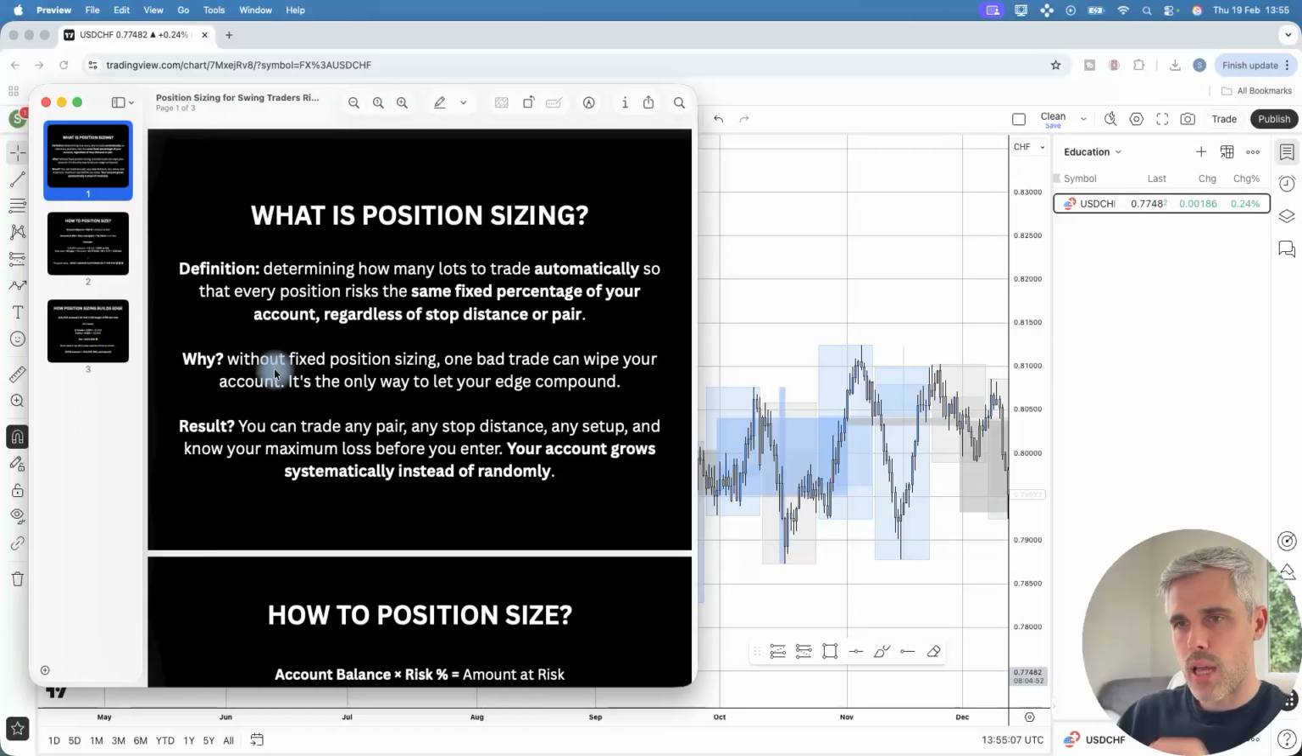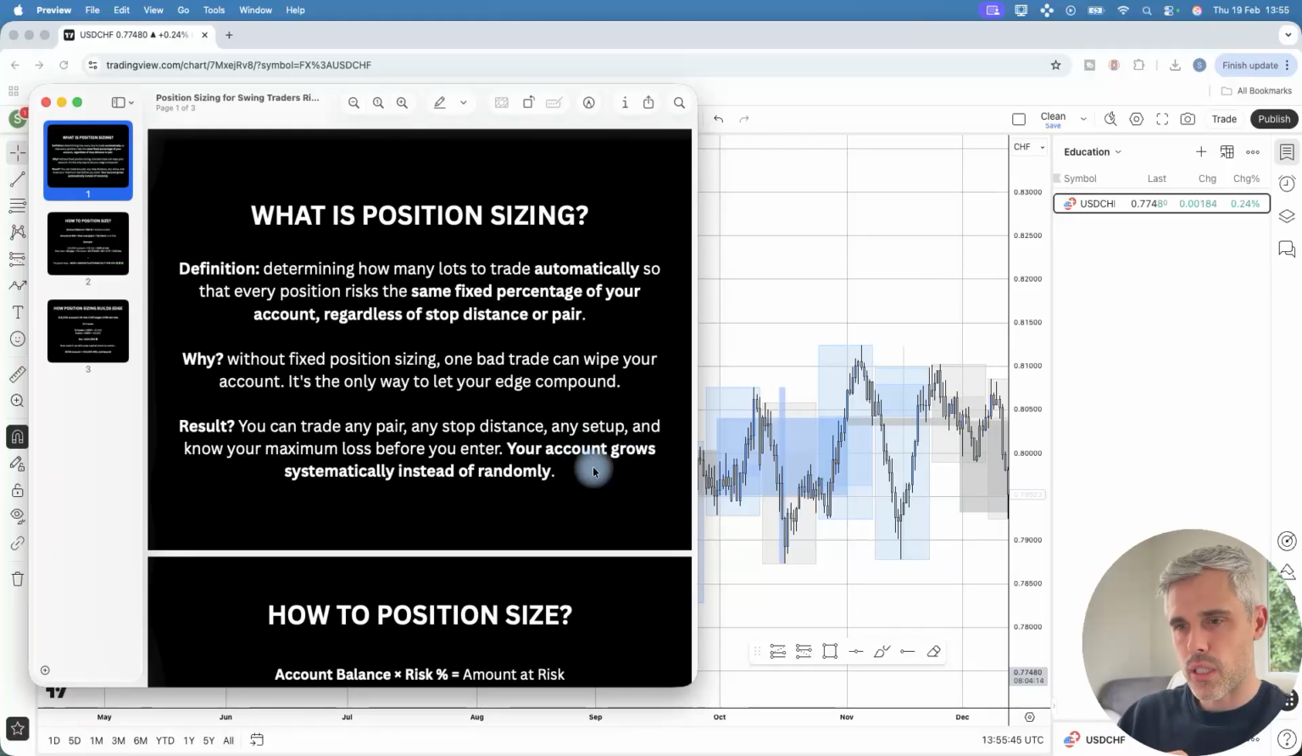Why do we want this? Because without fixed position sizing, one bad trade can essentially wipe out your account. And it's the only way to let your edge compound over time. Because let's face it, we're not perfect. We are going to make mistakes in the market, quite often as well. So we want to make sure that we're always protecting our downside risk and that our actual trading model is going to print us money over time. So the result, you can trade any pair, any stop distance, any setup, and always know your maximum loss before you enter. This means that your account grows systematically instead of randomly.